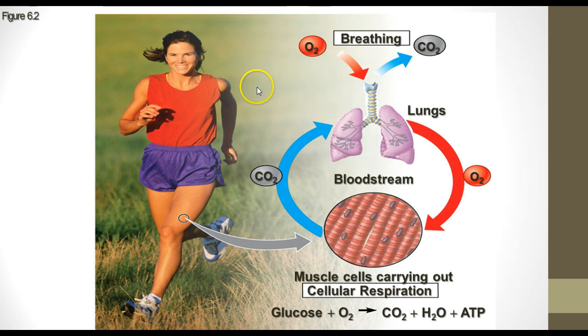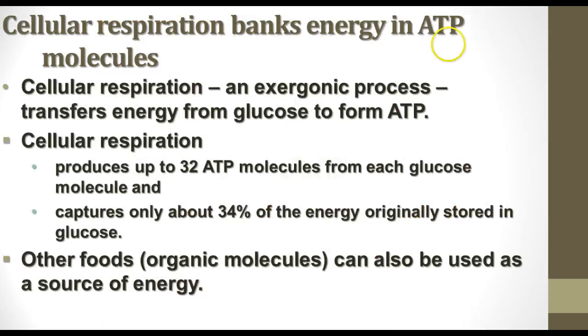So just to show again, when you breathe in oxygen, it's absorbed into your bloodstream through the lungs. The blood carries it to cells, like muscle cells, that are carrying out cellular respiration to release ATP. And they produce, as a result, carbon dioxide and water vapor, which travel through the bloodstream back to the lungs and are breathed out. So there is a relationship between breathing and cellular respiration.